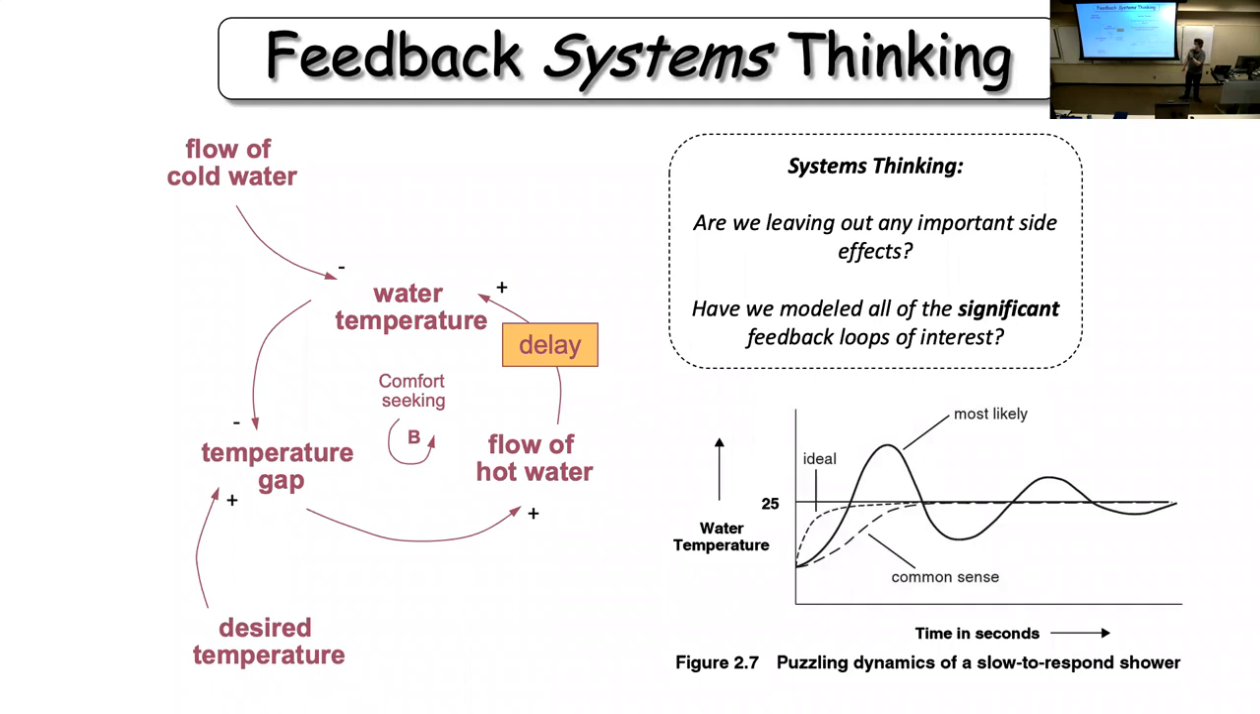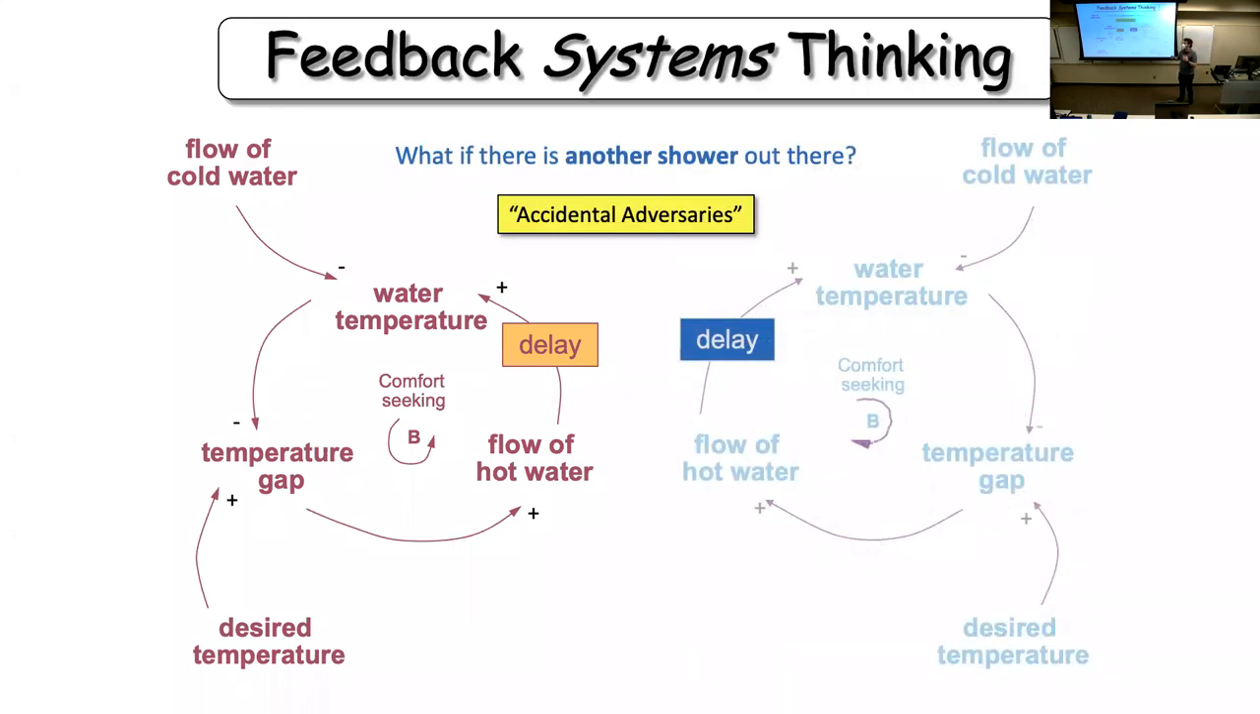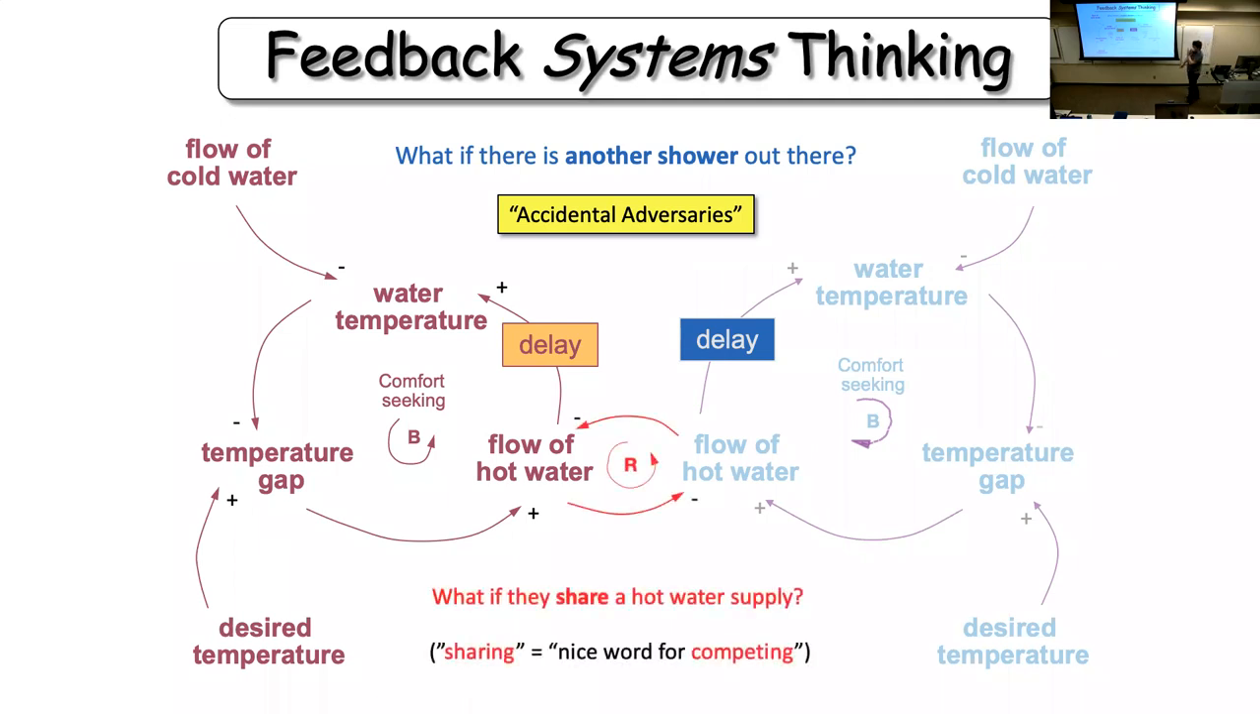Maybe we're talking about a shower in a hotel, and that shower is coupled with other showers. Or even in a single house, you've got a guest room shower, the kids' room shower, and the master shower. If you have two showers and they share a common flow of water, you get something which looks a bit like a balancing loop with delay, but this is what's called the accidental adversaries archetype, where you've got two balancing loops coupled by a reinforcing loop that represents this shared resource. And it's a reinforcing loop, and that's the adversary.